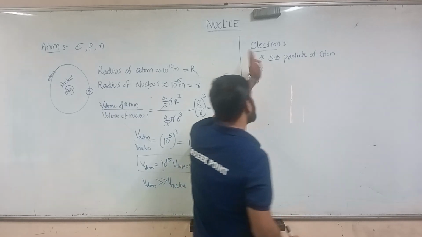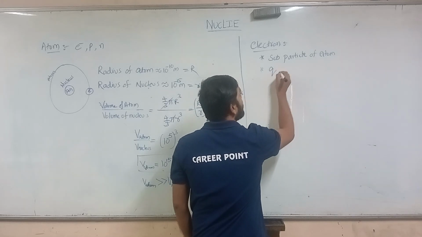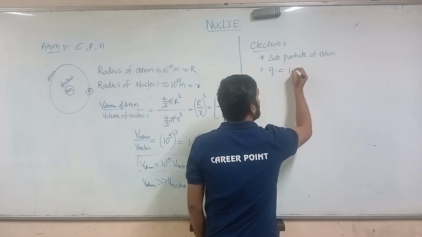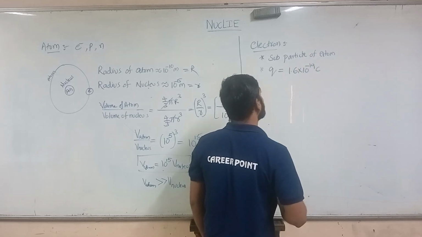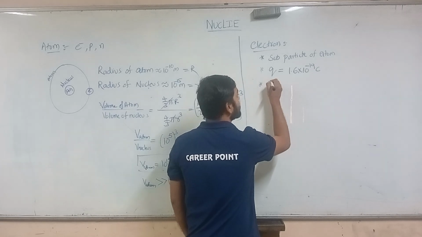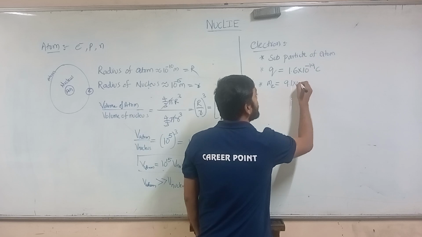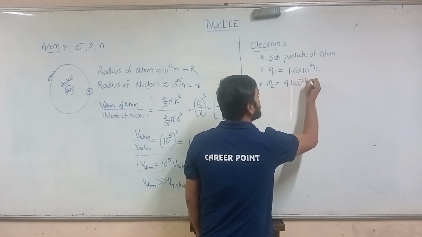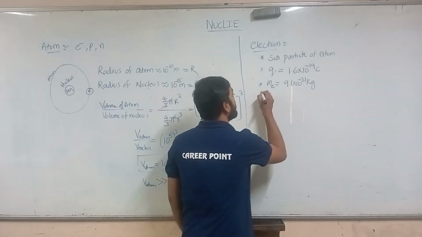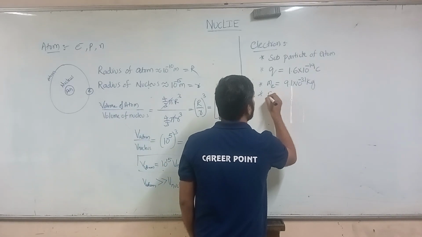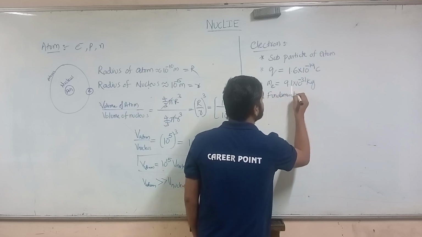The electron has a charge value. The charge of the electron is equal to 1.6 into 10 to the power minus 19 coulombs, and the mass of the electron is equal to 9.1 into 10 to the power minus 31 kg. The electron is a fundamental quantity.